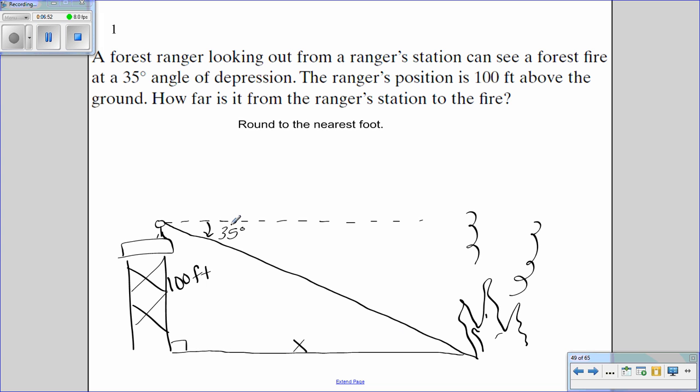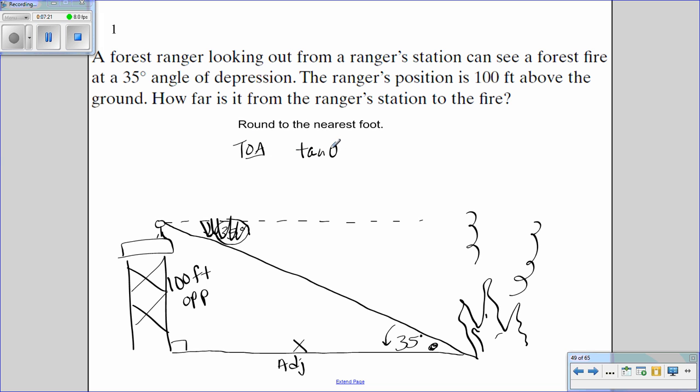First thing we're going to do is take the angle of depression and apply it down over here, because that is where alternate interior angles come into play. So this is the same angle as this. Now I can disregard that. Here's your viewpoint. This would be the opposite leg, and this would be the adjacent leg. That would be TOA.